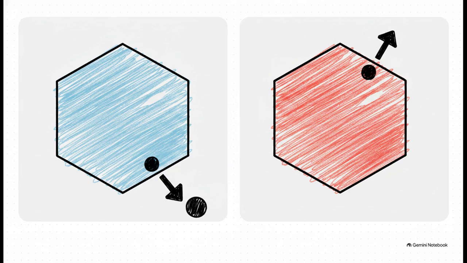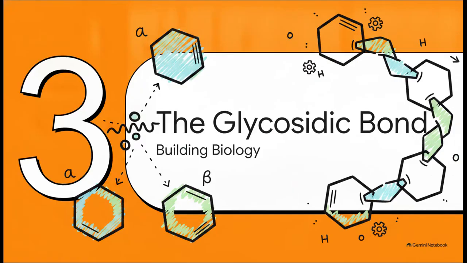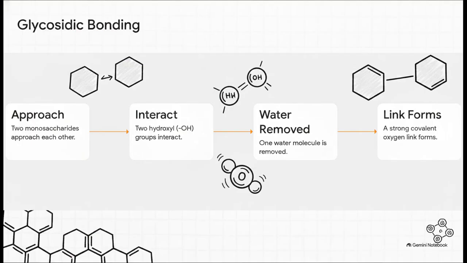But as you'll see, in nature, this single variation results in entirely different biological functions. It's absolutely crucial. Okay, part three, the glycosidic bond. So how do we actually build with these biological bricks? Well, the bonding process is basically like a highly choreographed, tiny molecular dance.